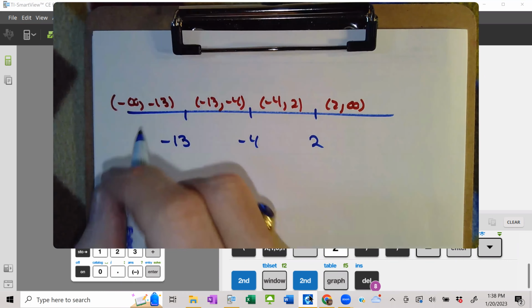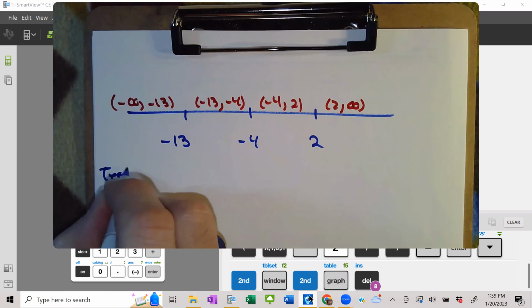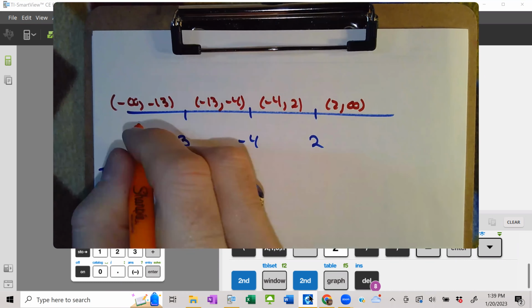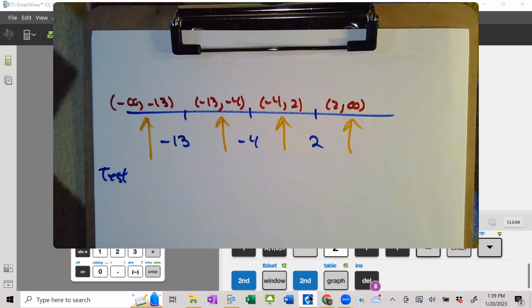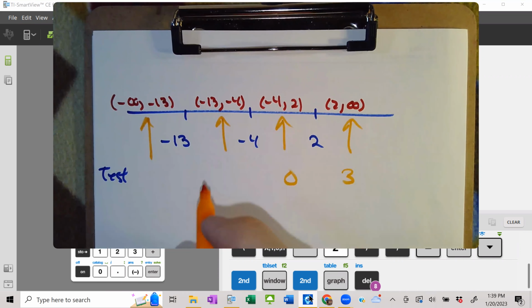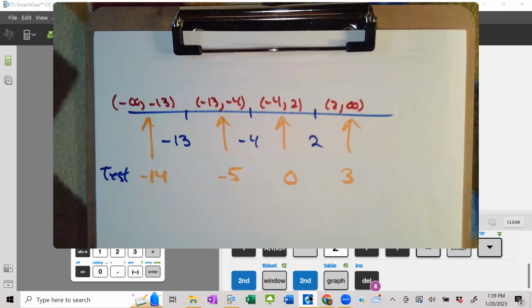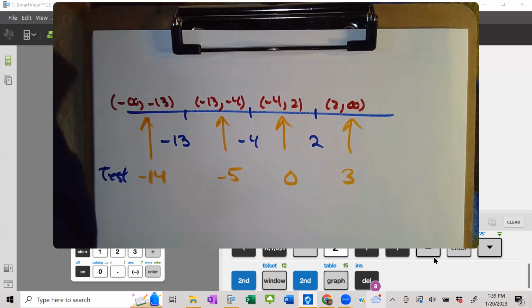So let's come up with some good test points. I need something in this interval here, and this interval here, here, and here. 0 is always a good test point, so I like choosing that one. I need something to the right of 2. We'll choose 3. You can choose 3 million, you can choose pi, whatever you want, but I like the keep it simple principle. Something to the left of negative 4 and something to the left of negative 13. Make sure that you have 1 point per interval. It'll throw off your calculations wildly if you don't.